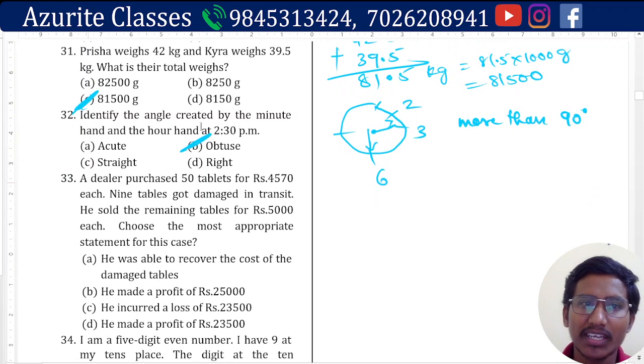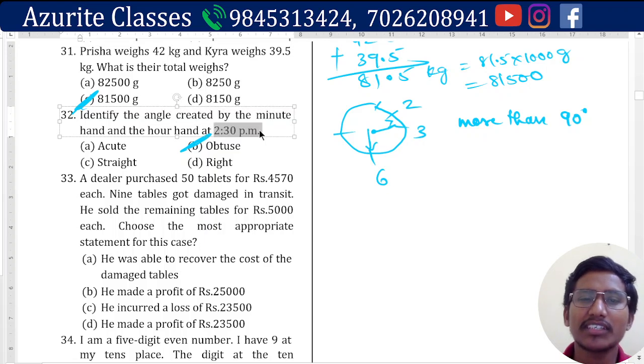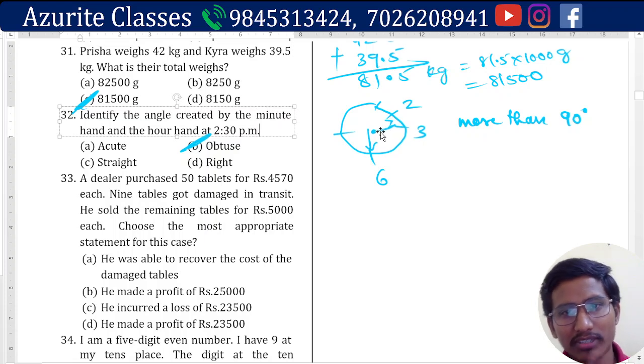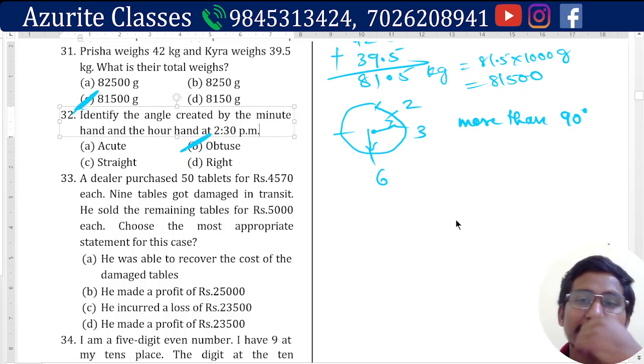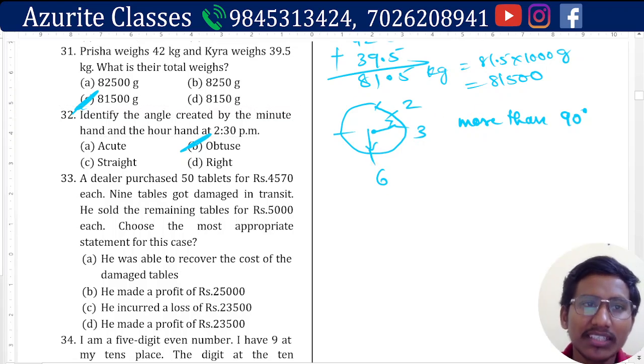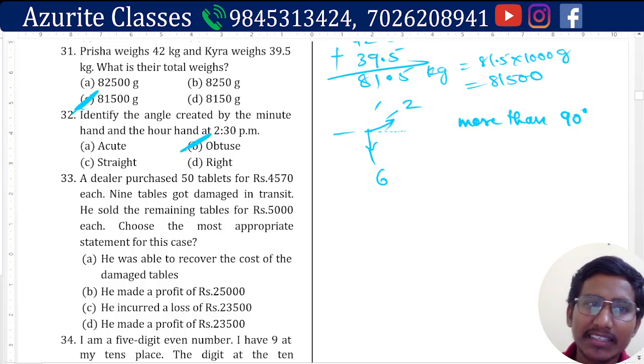Now 32. Identify the angle created by the minute hand at 2:30 p.m. At 2:30, the hour hand will be in the middle of 2 and 3 and the minute hand will be at 6. So don't be confused. It will be more than 90 degrees. Don't be confused at 90 degrees, because this will come in the middle of 2 and 3. So 3 will be at 90 degrees.